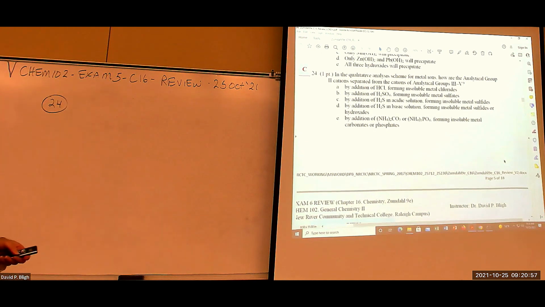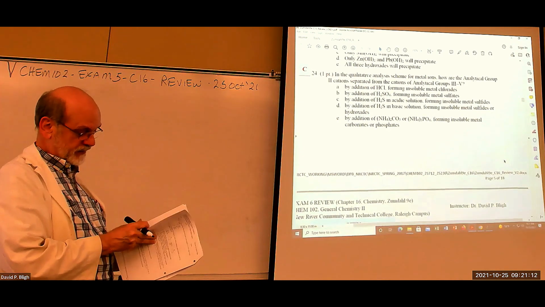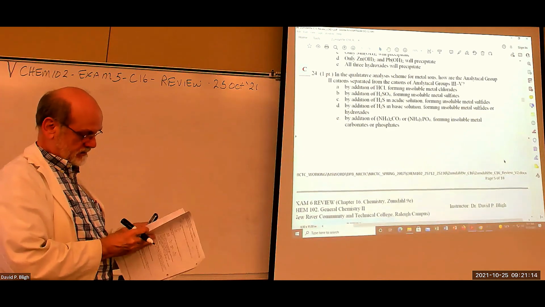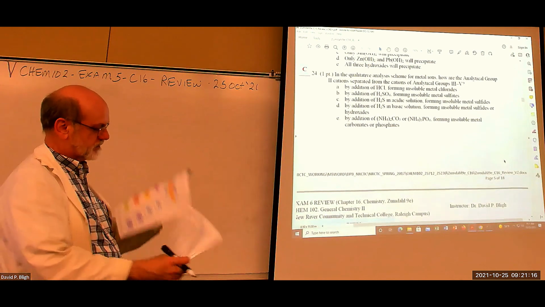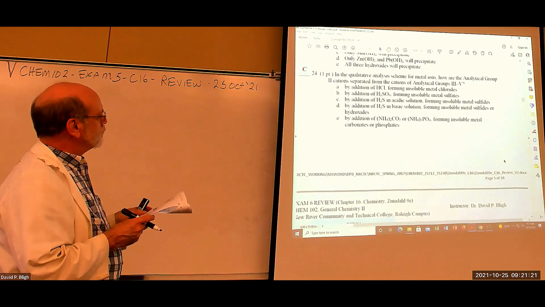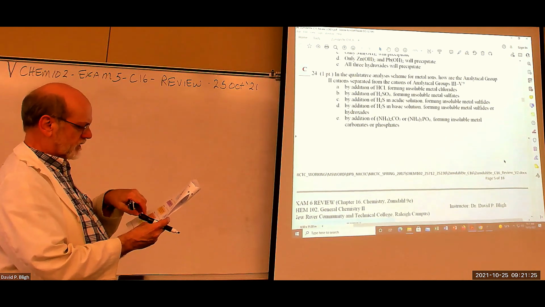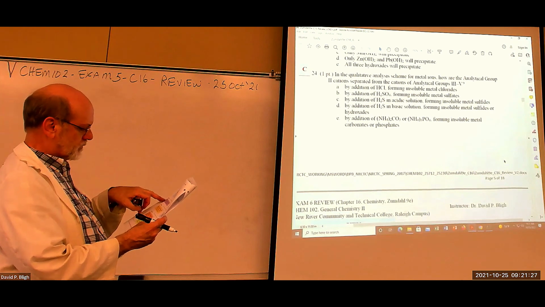Okay, in the qualitative analysis scheme for metal ions, how are the analytical group 2 cations separated? Oh, all you have to do is look at the useful information. It's there. I put that scheme in here. Separation scheme. There it is. How are the analytical group 2 cations separated? Okay, analytical group 2. So these are the ones.